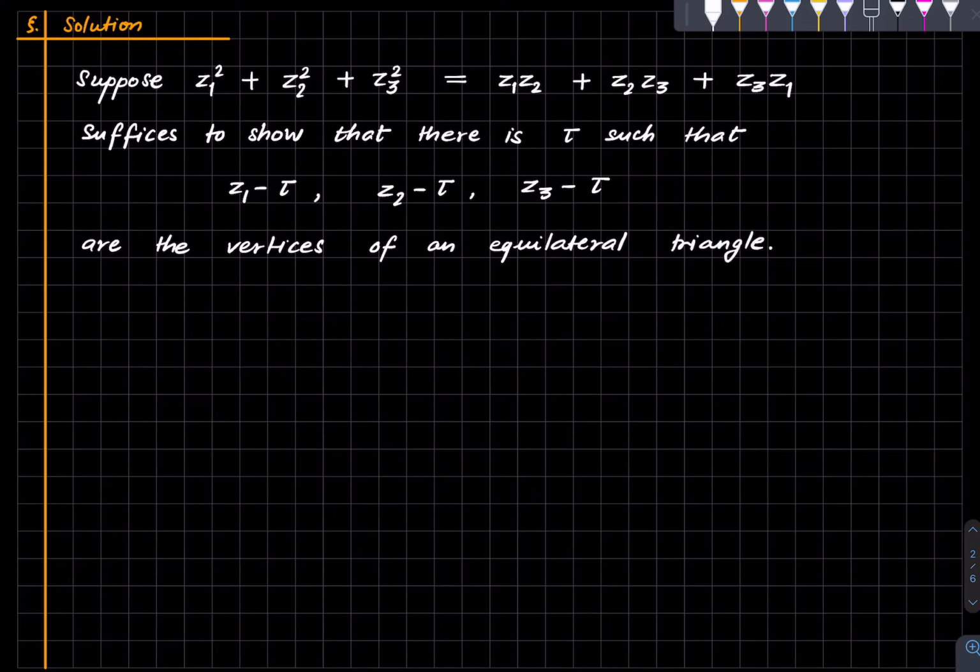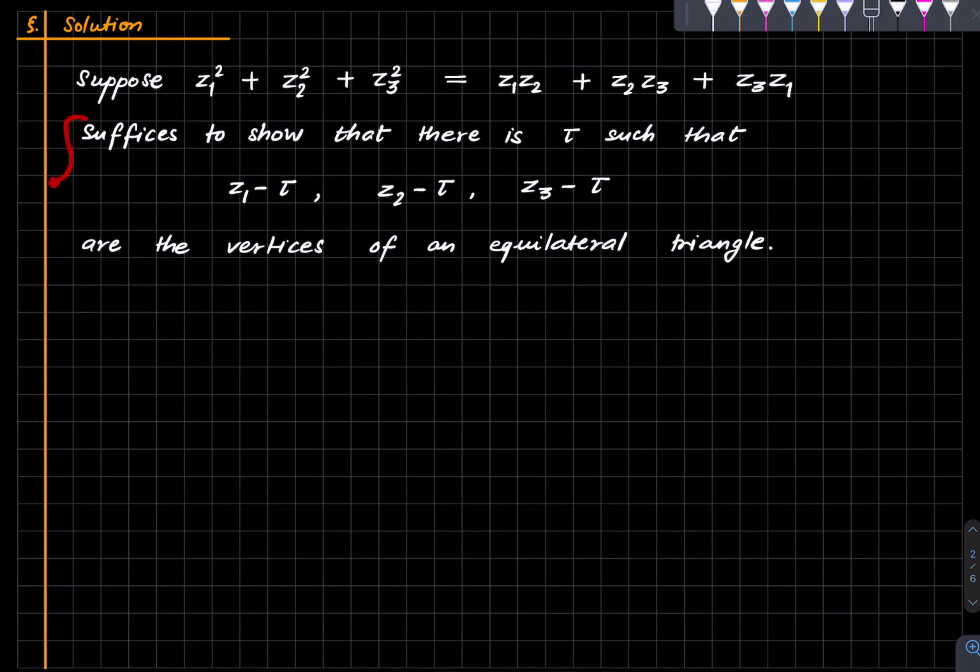So this is a very simple observation. All we are saying is that if 3 points are vertices of an equilateral triangle, then so is the translation of those 3 points by a common vector. So it's not just suffices to show, it is equivalent to show. So wanting to show that z1, z2, z3 are vertices of an equilateral triangle is equivalent to showing that these are vertices of an equilateral triangle, because translations do not change the nature of a triangle.